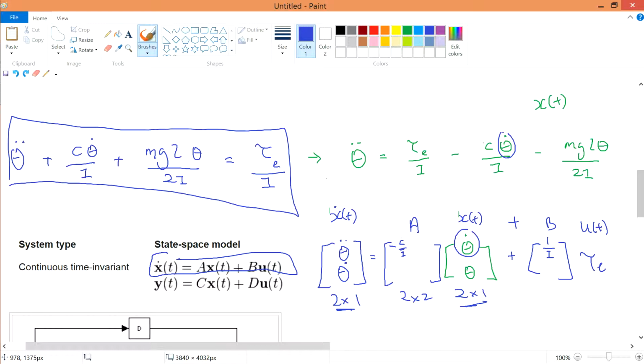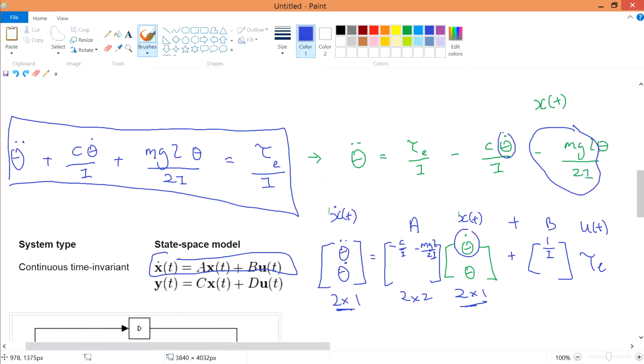To continue, since we know that minus c over I times theta dot can be represented as this one times this one. Next, minus mgl over 2I times theta. So this one times this one is equal to this one. This is just matrix multiplication. I have written it over here. Now, how do I represent theta dot?